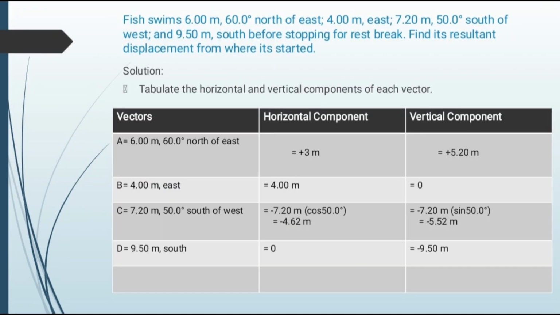A fish swims 6 meters, 60 degrees north of east, 4 meters east, 7.20 meters, 50 degrees south of west, and 9.50 meters south before stopping for a rest break. Find its resultant displacement from where it started. Solution. Tabulate the horizontal and vertical components of each vector.